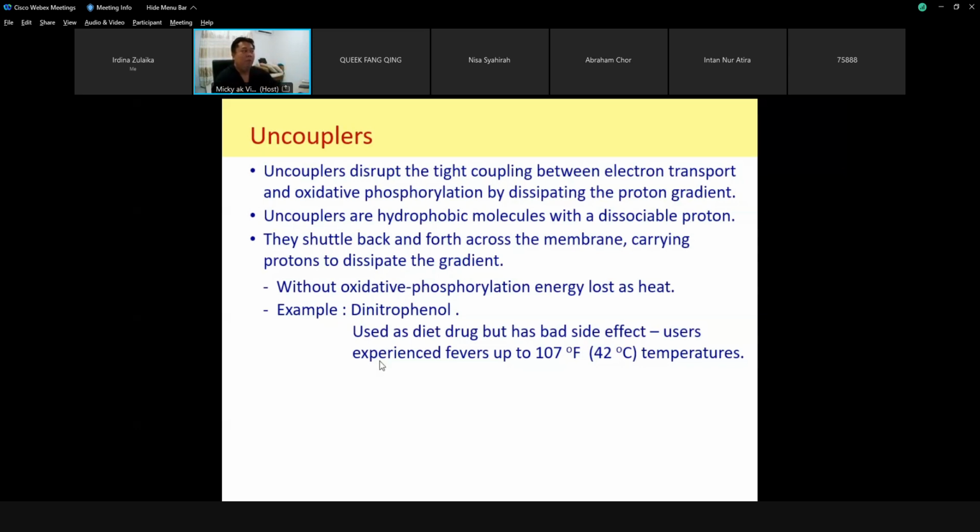And many people, when they took dinitrophenol uncontrollably and had bad effects, will die. Basically they die because of fever, or fever-like symptoms. Jadi ini adalah satu contoh lah. Jangan beli dinitrophenol lah. I don't think they sell it anymore anyway. Kalau tak saya nak try sikit, try.